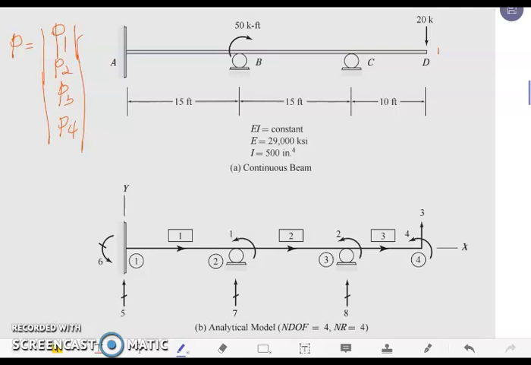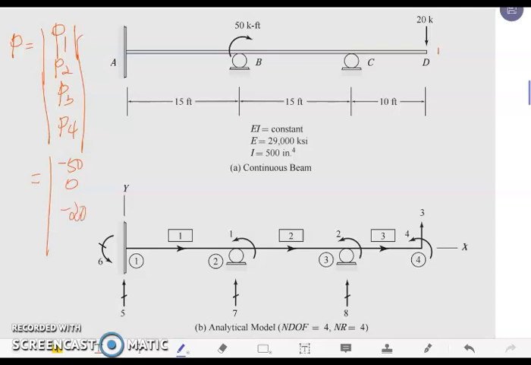So compare this one to our actual beam. If there is an existing load on that joint, you have the value for our joint load vector. So P sub 1 is at joint 2. We have here 50 kip-feet, which is in a counterclockwise direction, taken as negative. Then P sub 2 is at joint 3. We don't have a load, so this will be 0.